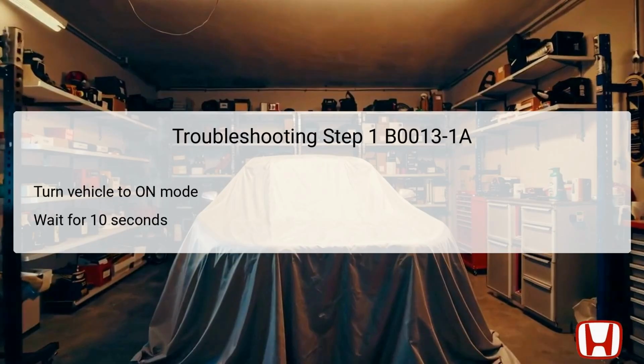The first step in troubleshooting DTC B0013-1A involves powering the vehicle to the on mode and waiting for at least 10 seconds. This action allows the SRS unit to initialize and run through its self-check procedures. It's crucial to understand that the airbag system requires time to stabilize, and during this period, any low resistance conditions may become evident through diagnostics.